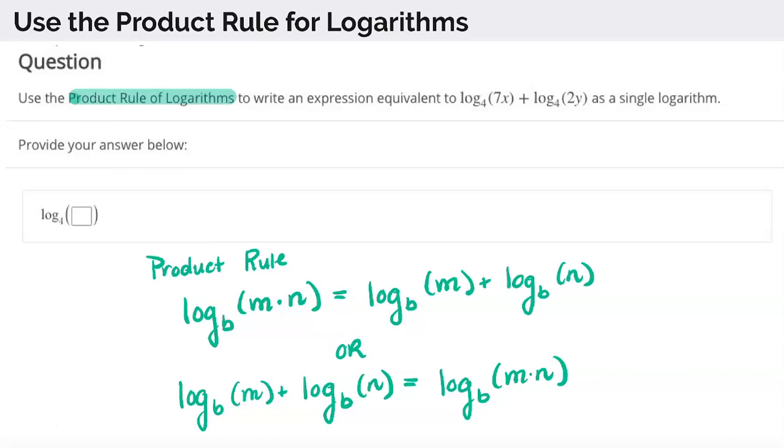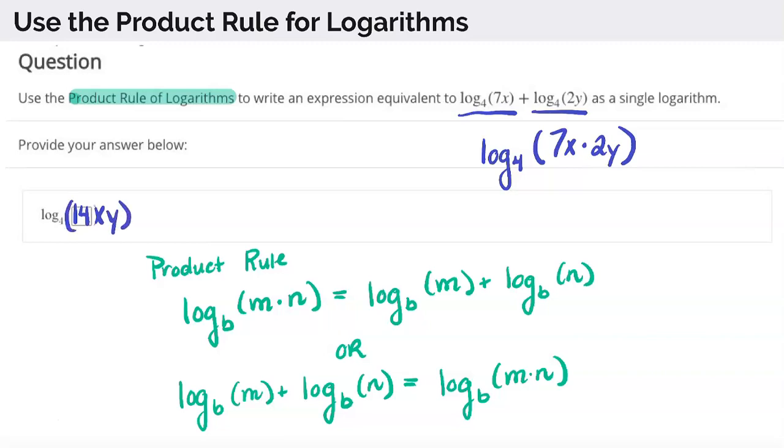So I'm going to take this sum of two separate logs, right? And since they're being added, the product rule says that I can just multiply the inputs together, right? So 7x times 2y. And so that would give us the log base 4 of 14xy if you were to multiply that out, right? So that's what we would type in as our answer here.